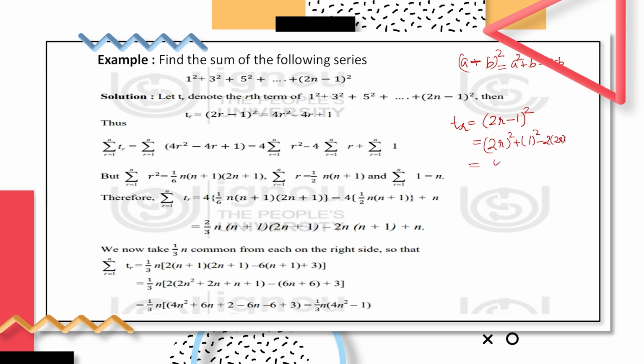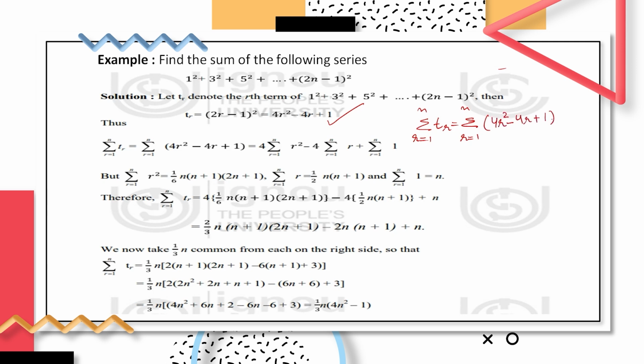So, that means 4r square plus 1 minus 4r. This is the rth term. So, we can say that summation of r is equal to 1 to n of Tr will turn out to be summation of r is equal to 1 to n of 4r square minus 4r plus 1.